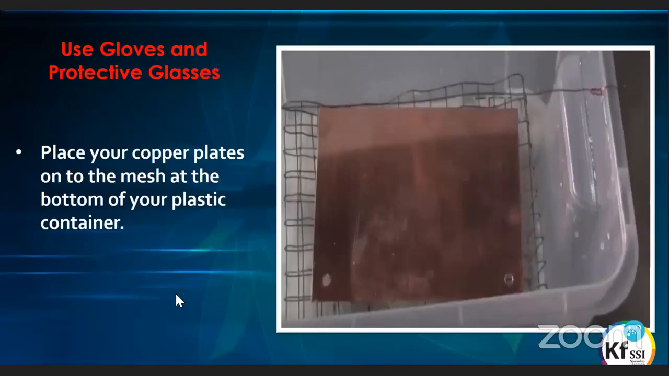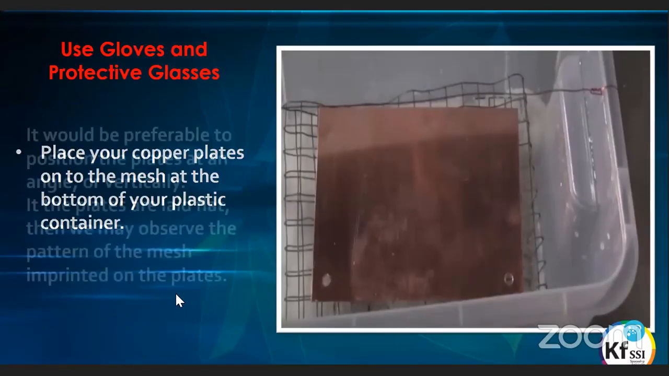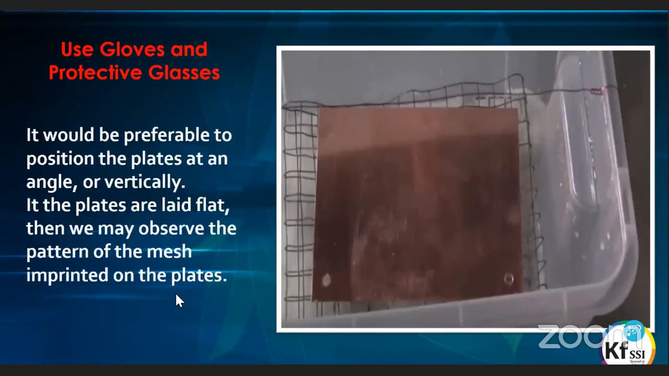You can then place your plates onto the mesh at the bottom of your container. Just another point on placing your plates: if you can, it would be preferable to position the plate at a slight angle or even vertically, because if the plates are laid flat, we may observe the pattern of the mesh imprinted on the plates. It depends on the size of your container and how you would like to do it, but ideally you'd want your plates standing upright.